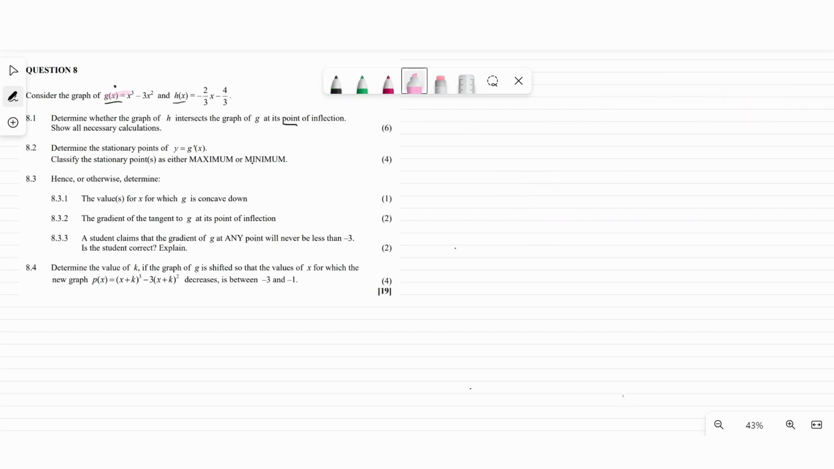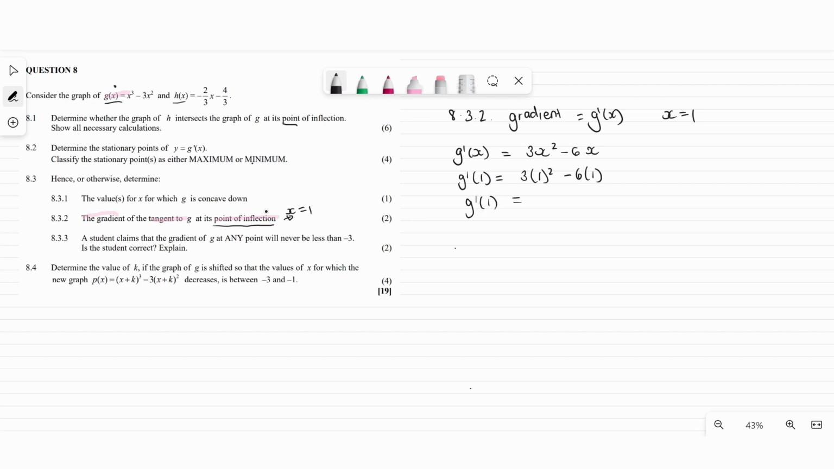Then question number 8.3.2 says, determine the gradient of the tangent at the point of inflection. So when they say at the point of inflection, we know that the x value is x equals 1. That's what this means. It means that at this point, right? And for 8.3.2, gradient is equal to the first derivative. So that's what we need to find. We already know the first derivative, because we have solved it in the top part, so substitute x equals 1. So therefore it equals -3, which is the same as m equals -3.